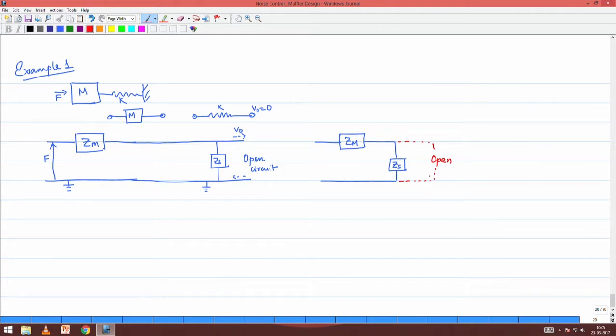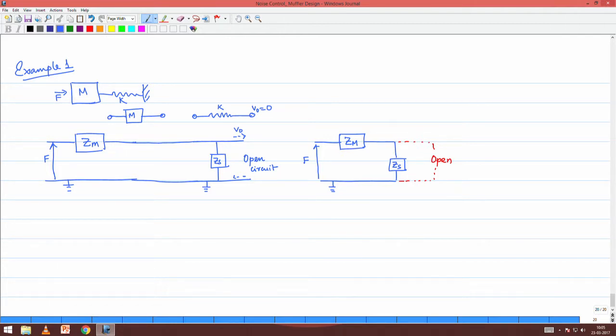So, you might as well not draw it, but then the voltage between the ground line and the one which is hitting the mass, if this is the ground line, this voltage is going to be effectively the force. Okay. So, this completes the electrical circuit for a very simple fundamental mechanical system, that of a spring mass, right.